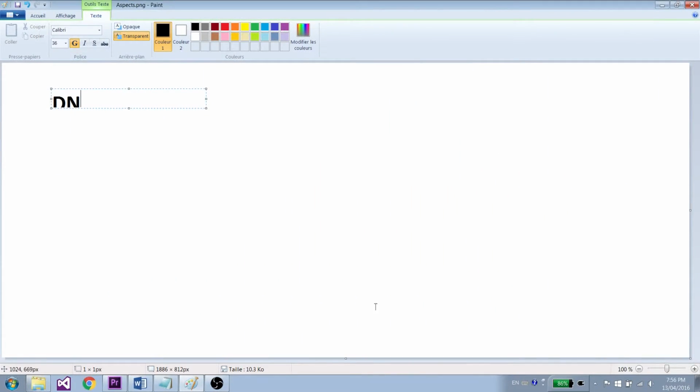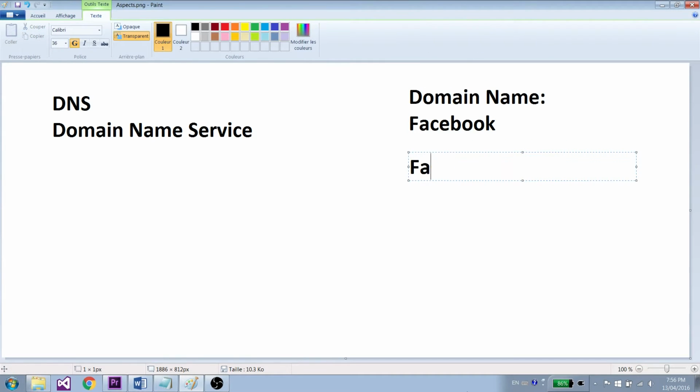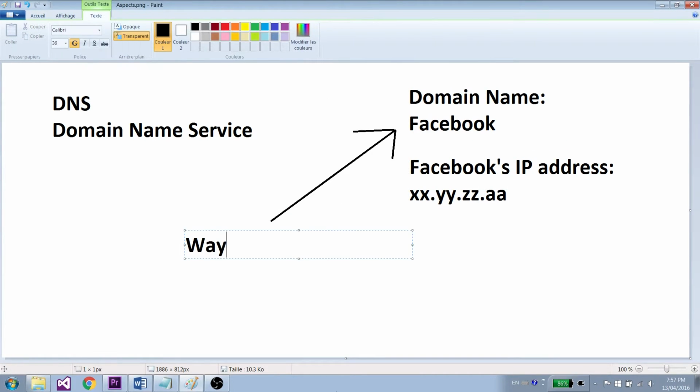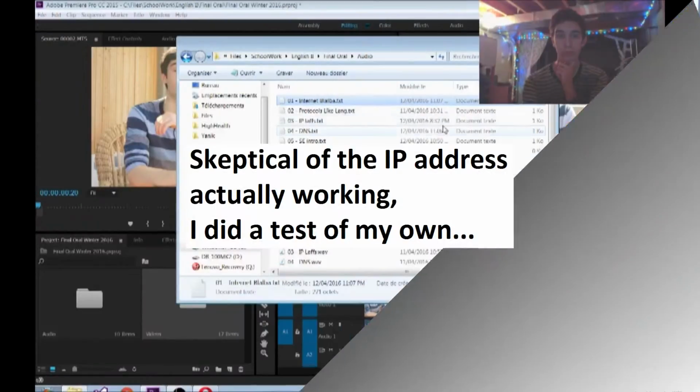So this is what a DNS is for. DNS stands for Domain Name Service. It helps organize the web in a more intuitive manner by allowing us to remember website names instead of their IP addresses. What a DNS does is you type in google.com and it'll take those letters and transform it into numbers.